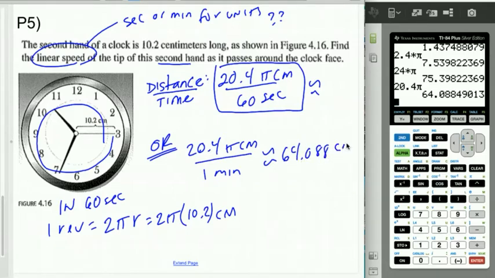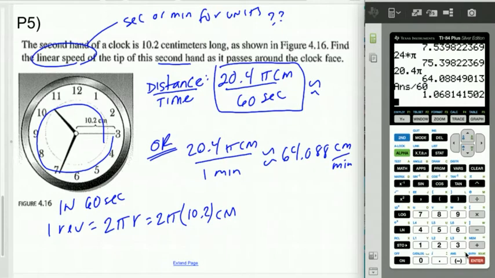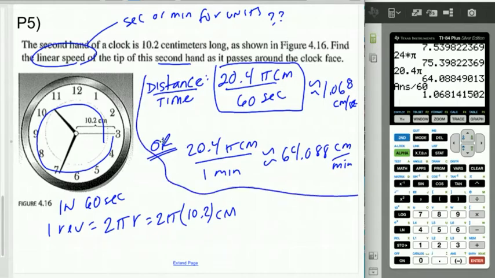So this would be centimeters per minute, right? But guessing that they probably want it in seconds because they're talking about the seconds hand, it would be 1.068 centimeters per second. Right, so that's how fast this thing is traveling. And again, either of those are an okay option. They didn't specifically say, they just said linear speed. They didn't say centimeters per second or centimeters per minute or even centimeters per hour, although that would be a lot of centimeters anyway.